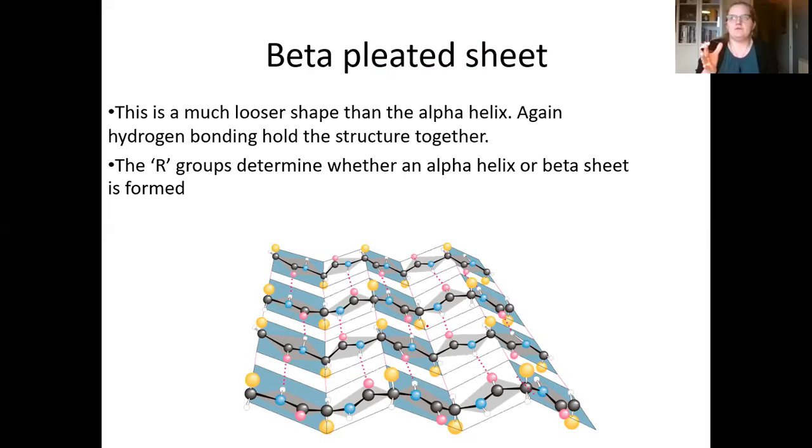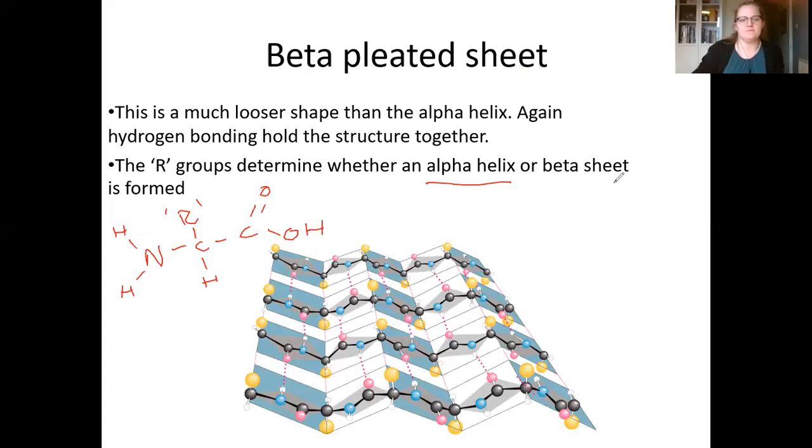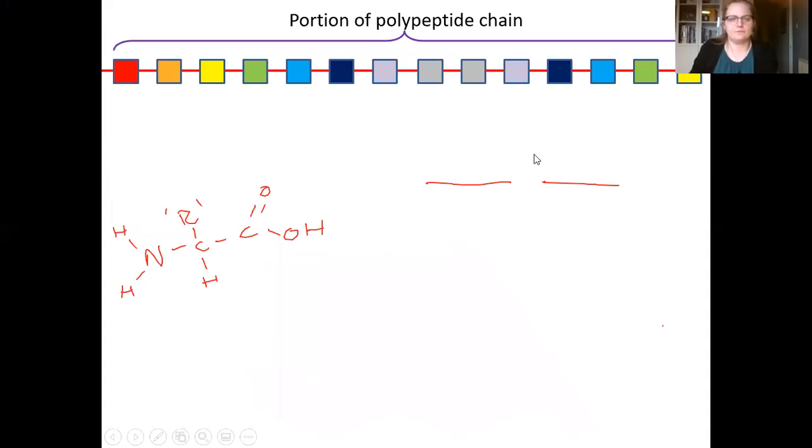Now the R groups that we talked about, these additional groups, these bits that say which one of these 20 amino acids it is. So here we go, we've got our N, our H, C, C, OH, H, and our R. These R groups determine whether we're going to make one of those alpha helixes or a beta pleated sheet. And we'll look at beta pleated in a bit more detail now. This is going to go through our beta pleated sheet.